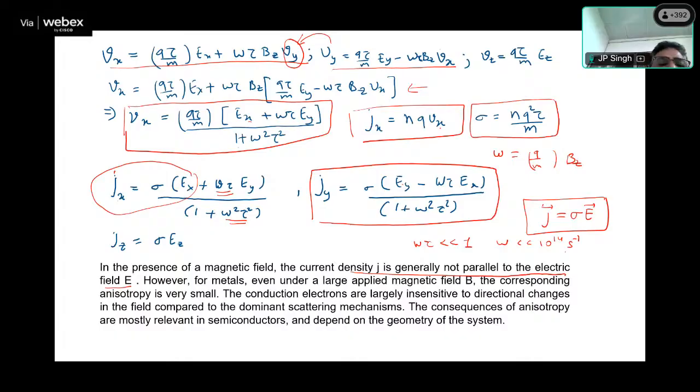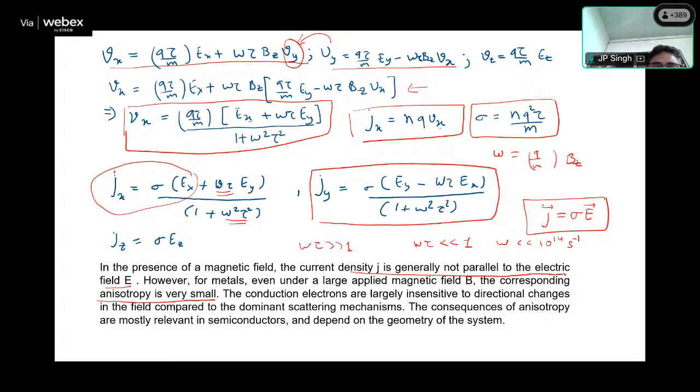So for these frequencies, you can still assume that the application of a magnetic field has no effect, actually, in a metal. If you apply a large magnetic field in the metal, basically this anisotropy, where Jx is also a function of Ey, is not there. This anisotropy is very, very small if the frequencies are very small. But for large frequencies, if omega tau is greater than 1, you can still see the anisotropy in Jx, or basically that the current density is not in general parallel to the applied electric field.